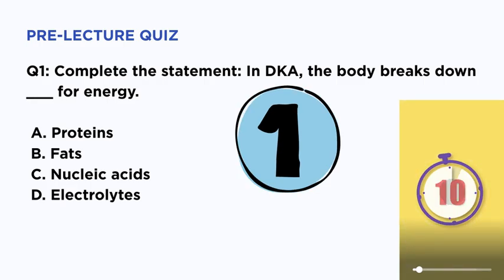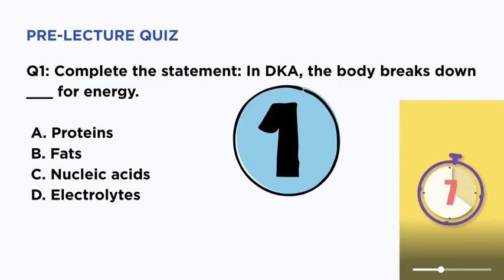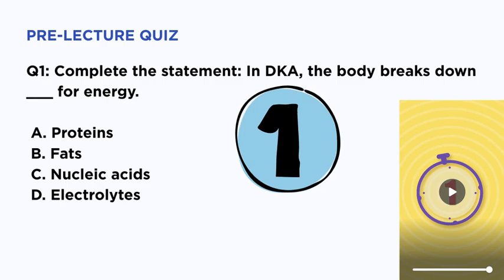I'm going to give you 10 seconds to answer that, and then I'm going to provide the correct answer. Okay, so the correct answer here is letter B, so fats. When insulin is low, the body cannot use glucose, so remember that. It shifts to fat breakdown for energy. This fat breakdown produces ketones. That's why we see ketones in DKA. The ketone production, which are the ketone acids, are the ones driving the condition called DKA.